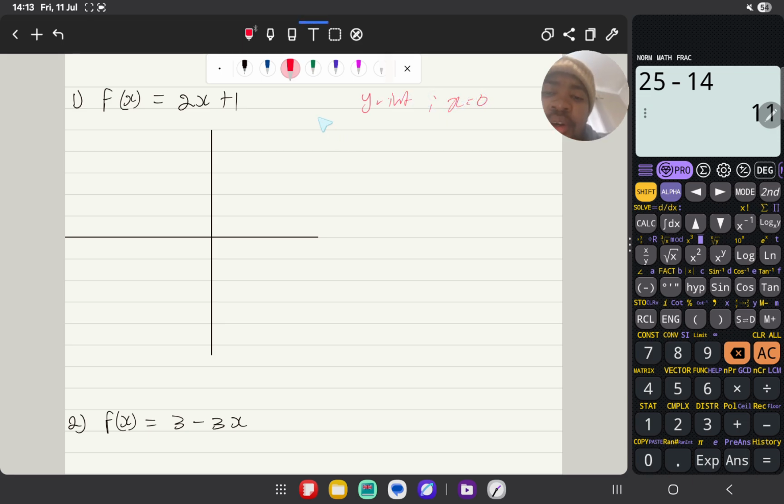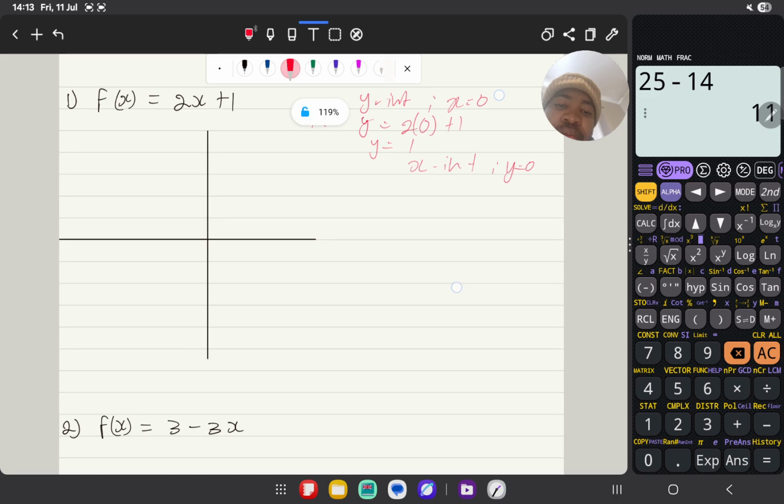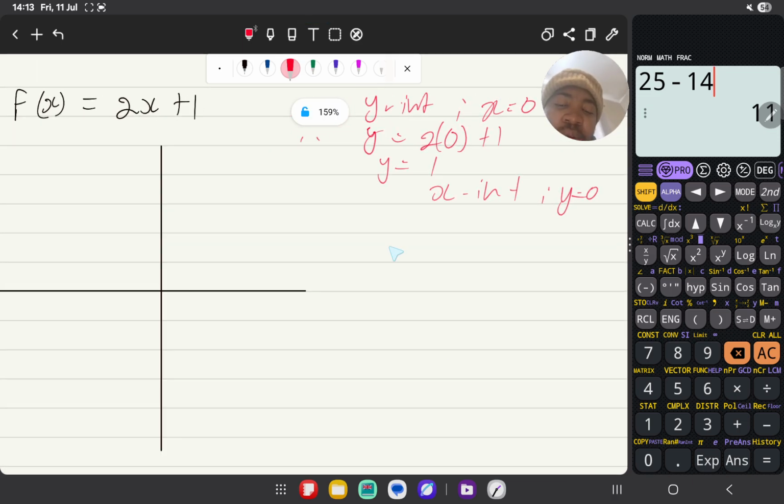So y-intercept, x equals 0, therefore y equals 2 times 0 plus 1, therefore y equals 1. Then x-intercept, y equals 0, and then 0 equals 2x plus 1, minus 1 equals 2x, therefore x equals minus 1. So this point here is 0 and 1, and this one is minus 1 and 0.